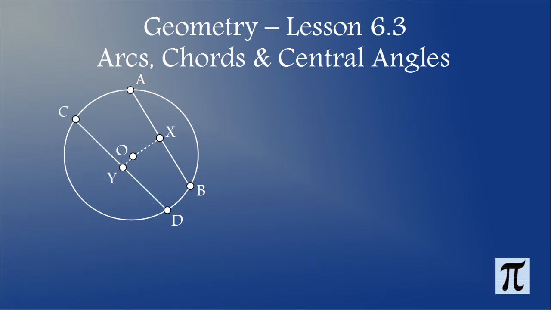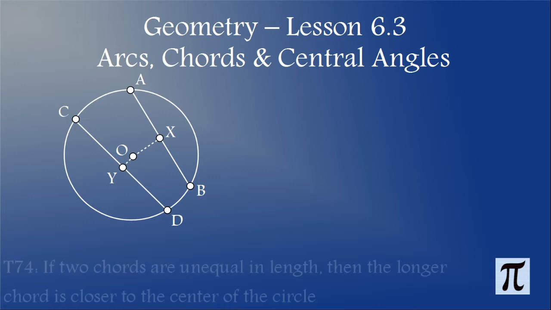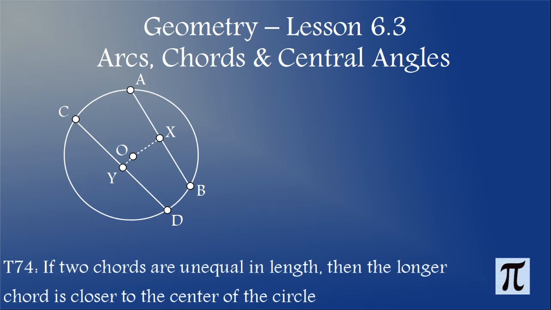Now let's shift this one chord in a little bit. That leads us to theorem 74. If two chords are unequal in length, then the longer chord is closer to the center of the circle, which kind of makes sense. You can have a longer segment the closer you are to the center.